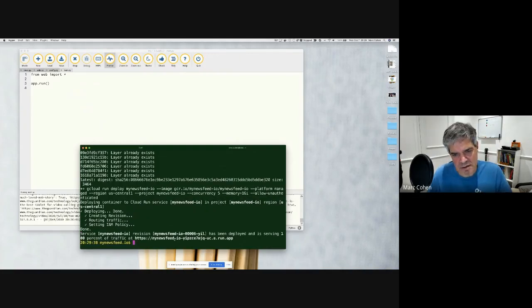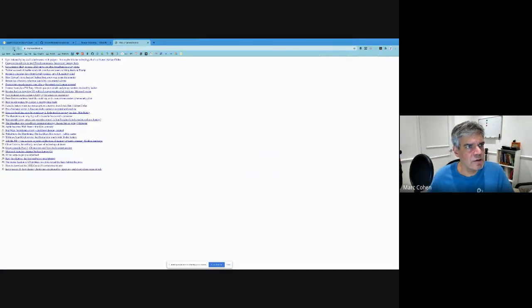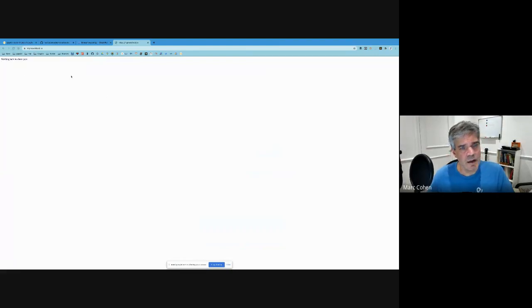So I get this URL. But what I really want to verify is if I go here to mynewsfeed.io, it takes a little longer, and that's because it's reset everything. But now if I reload, I get nothing new to show you. So I had an older version of the software up there that wasn't doing the right thing with keeping track of where you've already been, but now it's up there.